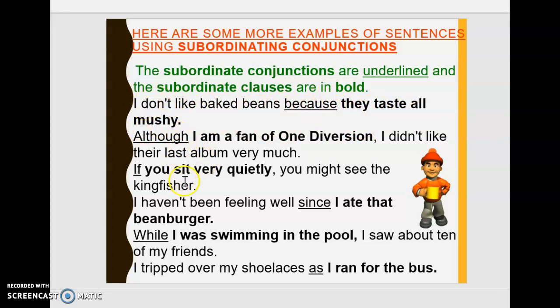So you can find some more examples of subordinating conjunctions. I'll just read one more for you.